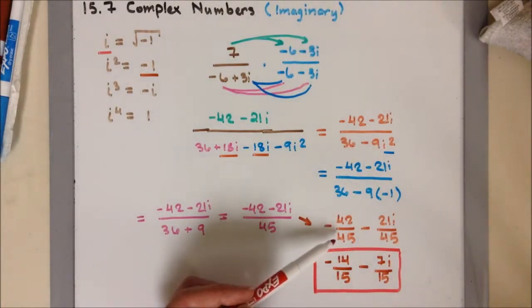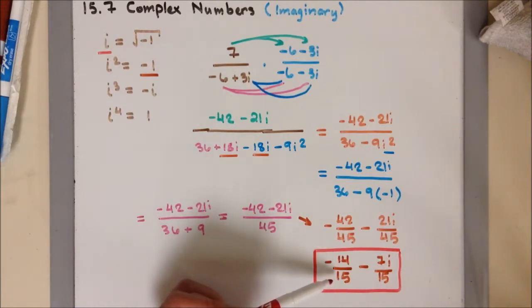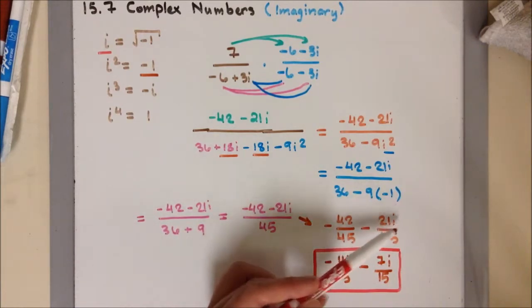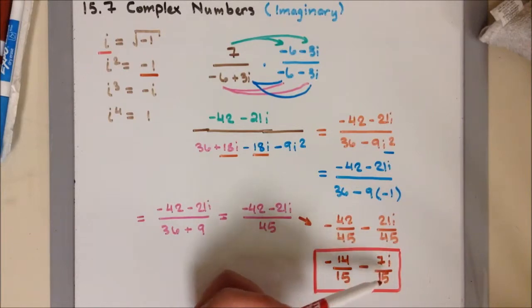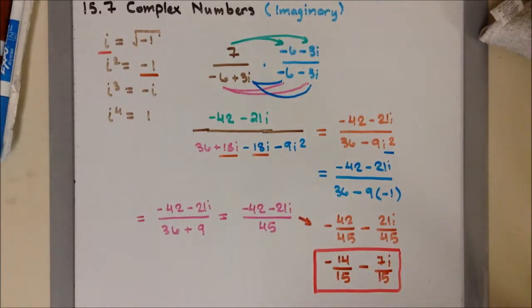So negative 42 over 45 is negative 14 over 15. Negative 21i over 45 is negative 7i over 15. And that is our final answer.